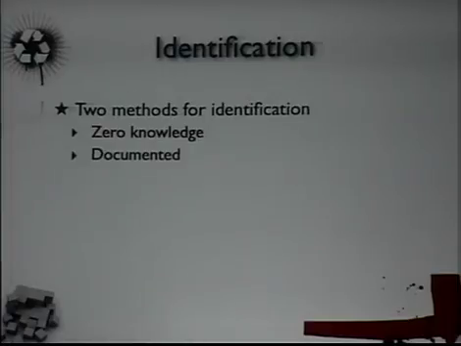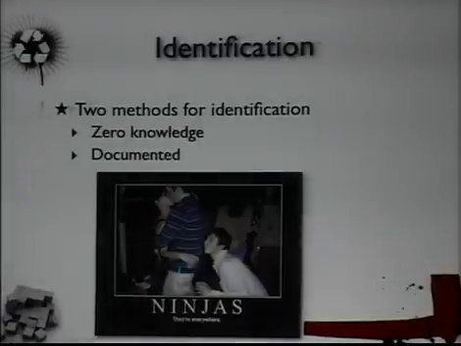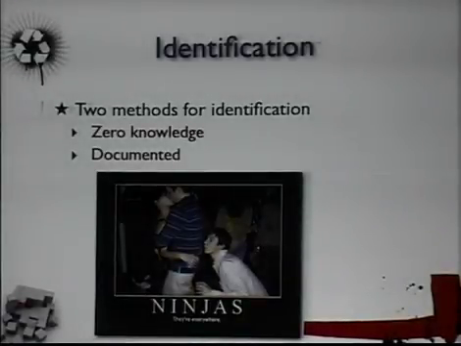You basically have two methods for identifying APIs, as you might imagine. There's zero knowledge and documented. So zero knowledge would be for kind of internal APIs, and documented is pretty self-explanatory. And since I didn't want to put anything else on this slide, I just figured I'd add that in there. Ninjas are everywhere.